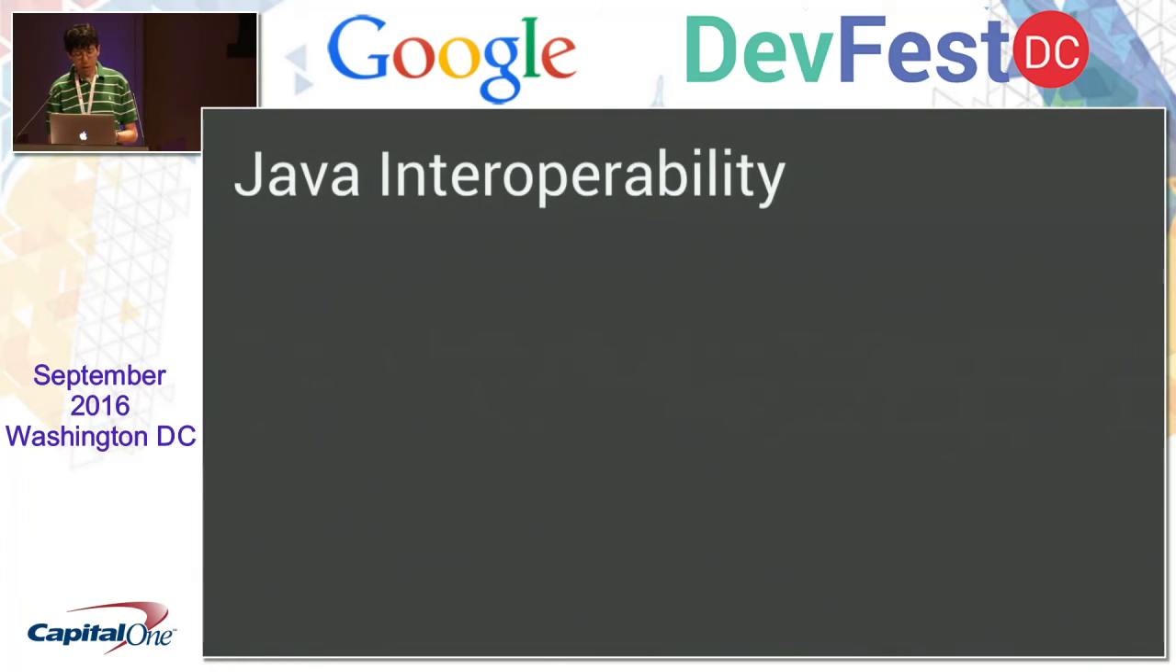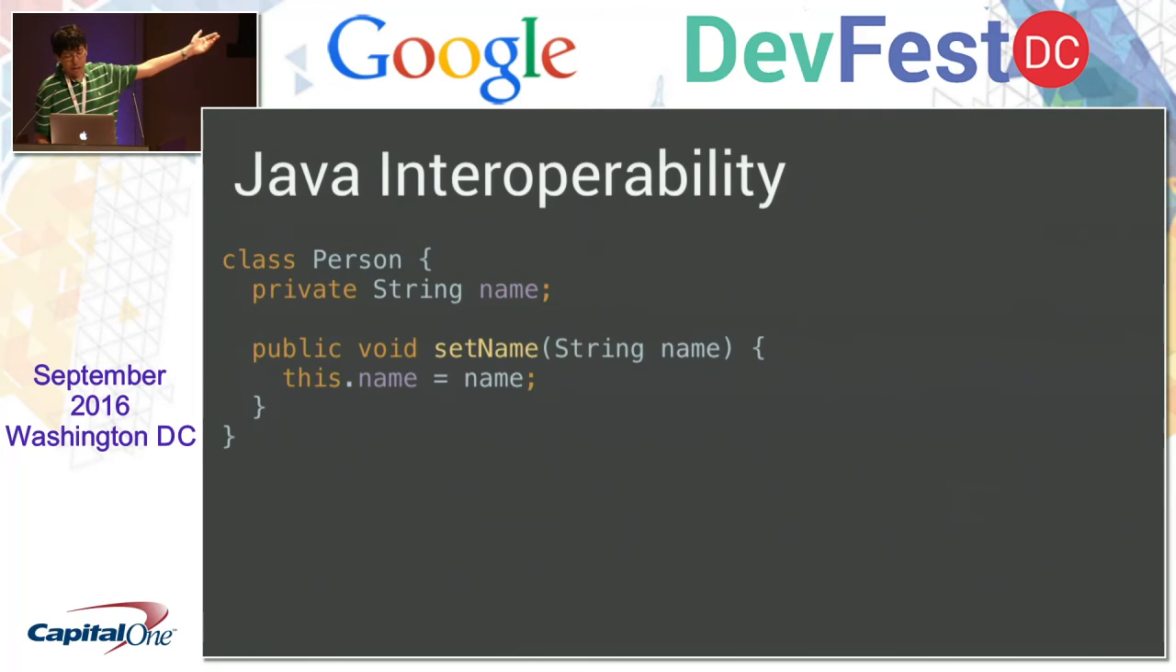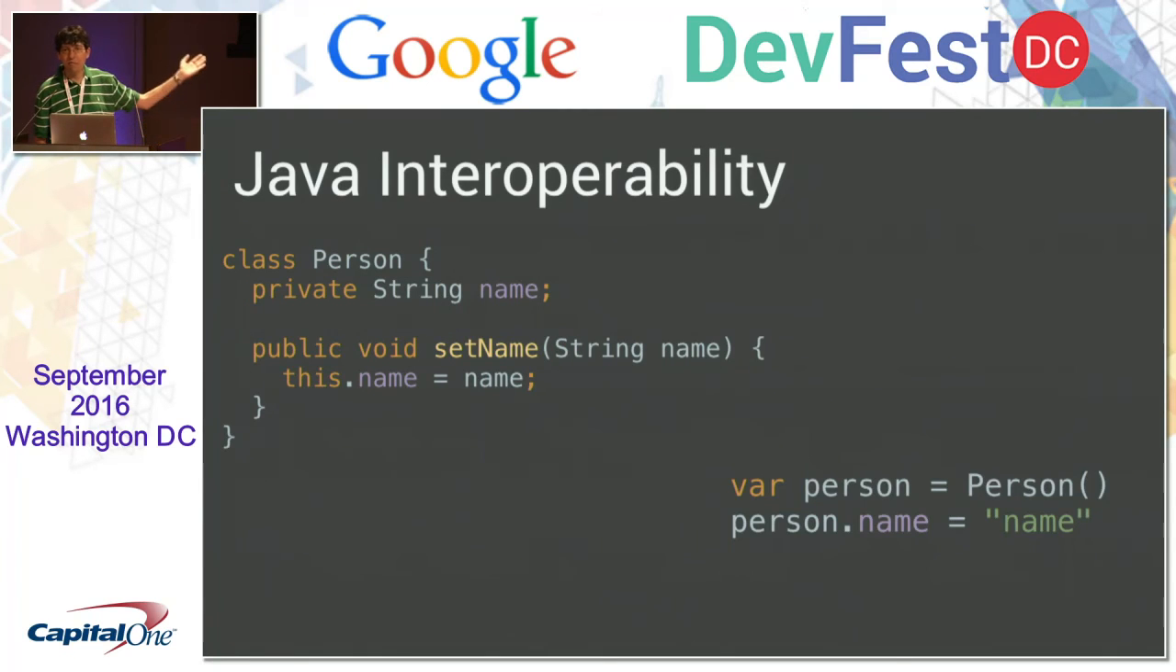The one thing I talked about earlier was Java interoperability. You might be wondering, well, I have this existing Android app written in Java. How hard is it going to be to work with this new Kotlin stuff? It's pretty easy. If you had a Java class in your existing app called person and it had a setter, Kotlin can just call it as if it was a Kotlin class. It doesn't know any better, and vice versa.